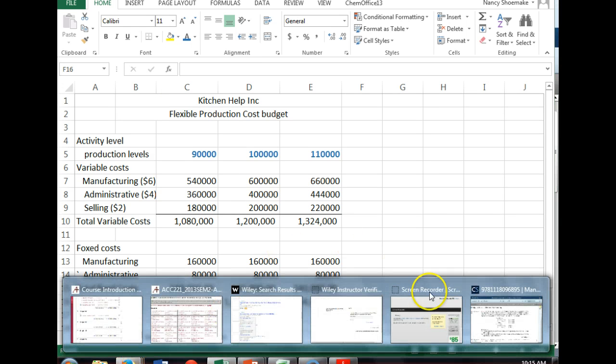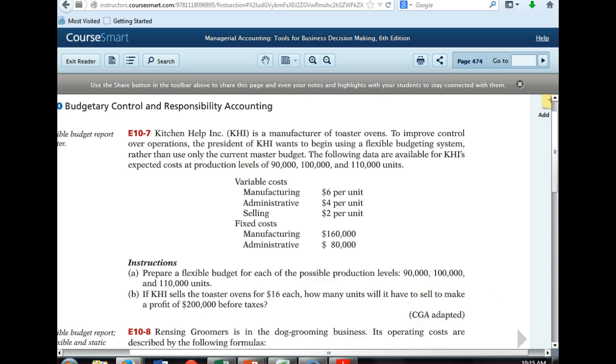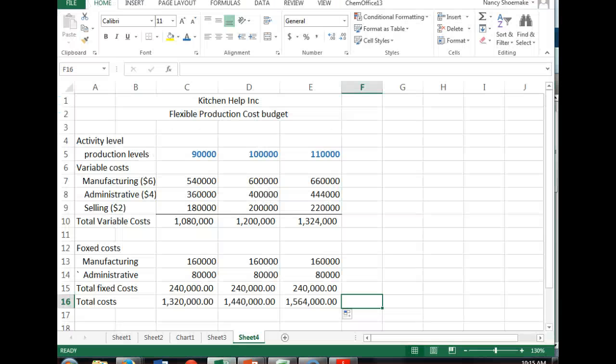Okay? So as we move back here, guys, if KHI sells a toaster oven for $16 each, how many units will it have to sell to make a profit of $200,000 before taxes? So we know all our costs, and it's asking us, if it sells a toaster oven for $16, how many units will it have to sell to make a profit? So let's think of how we're going to do that.